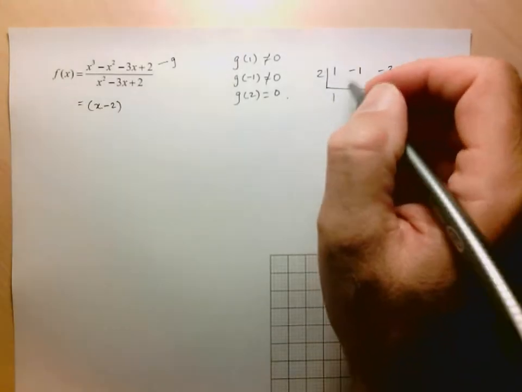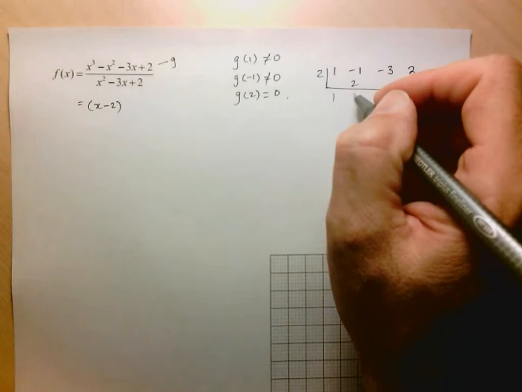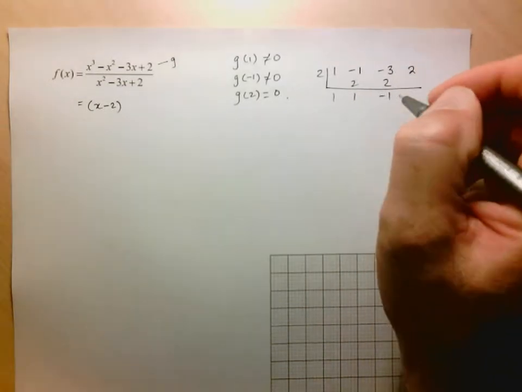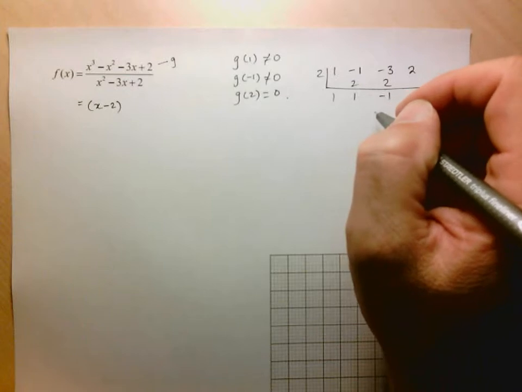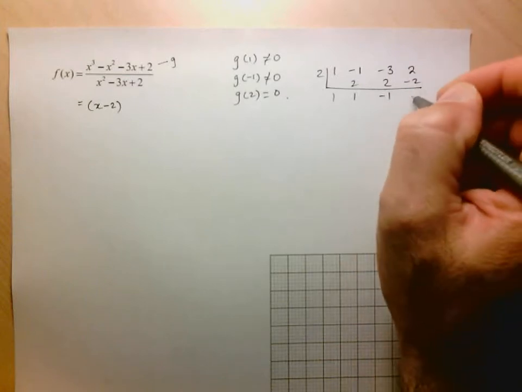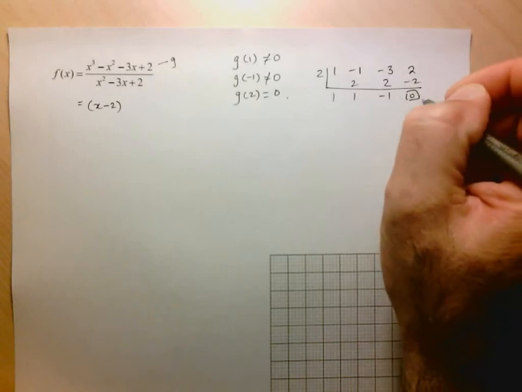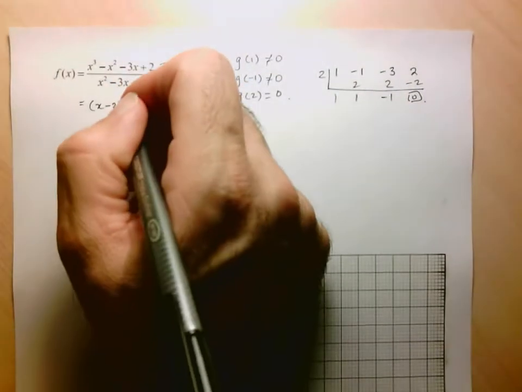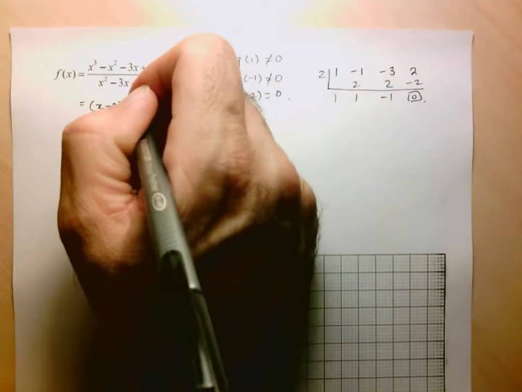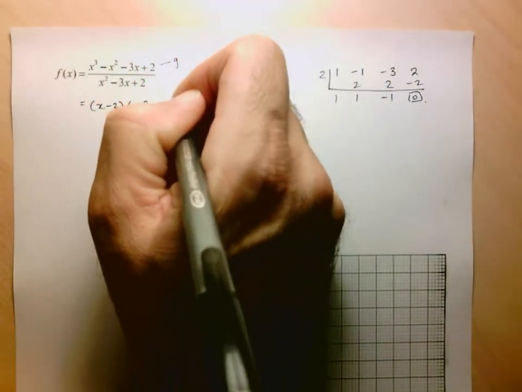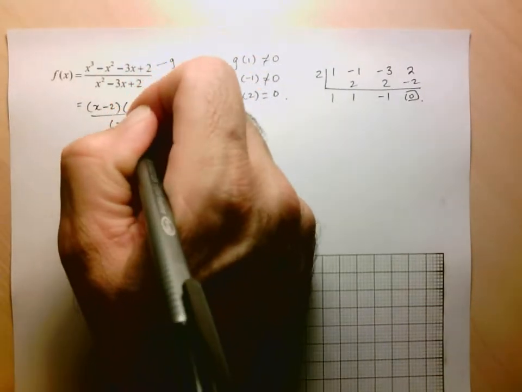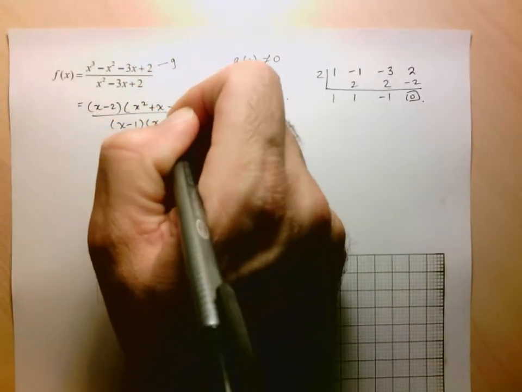Okay, so bring down the 1. 1 times 2 is 2, so negative 1 plus 2 is 1. Times 2 is 2. Negative 3 plus 2 is negative 1. And just to check, to make sure the remainder is 0: negative 1 times 2 is negative 2, and 2 minus 2 is 0. Okay, so looks like we did that correctly. So this becomes x squared plus x minus 1. And the denominator factors very easily, just x minus 1, x minus 2.